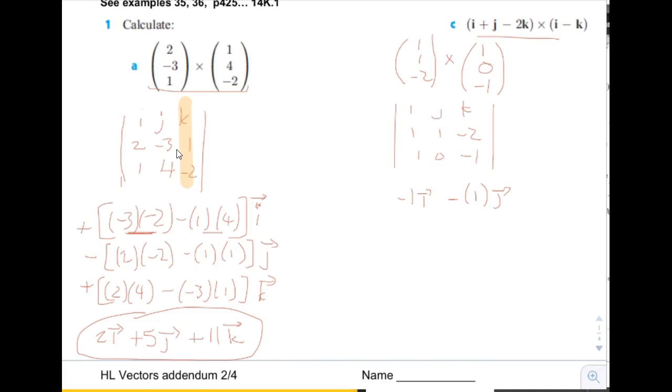And then last of all, we're going to cover up the K column. And then the determinant here would be 1 times 0 minus 1 times 1, which would be negative 1 also. And so the last one would be negative 1 unit vector K. So basically it's negative 1, negative 1, negative 1.